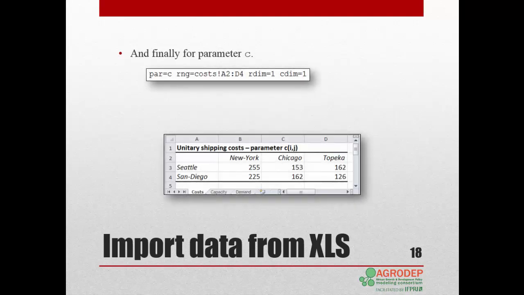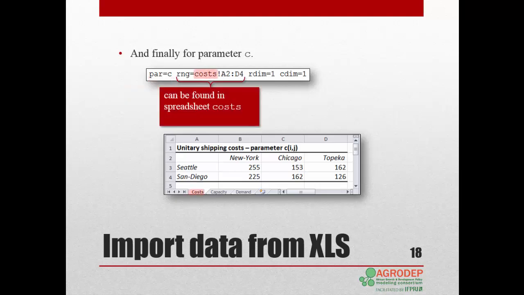Finally, we proceed similarly for the last parameter C. Par= identifies the parameter to import, C. RNG= identifies the range in the spreadsheet where the data for C is located.